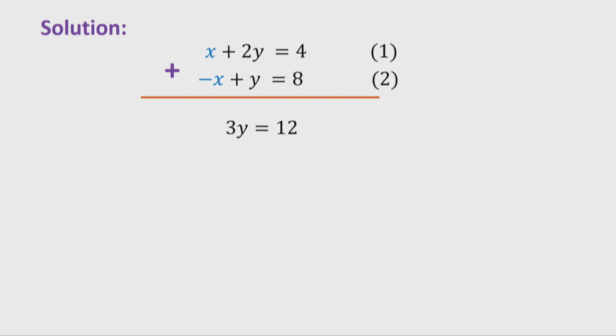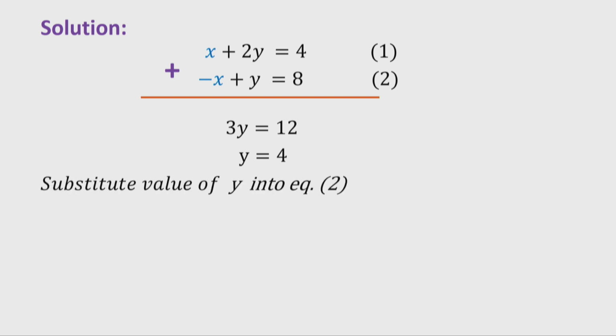x plus minus x will cancel. 2y plus y is equal to 3y, and 4 plus 8 equal to 12. So y will be equal to 4. Now we substitute the value of y into equation 2. So I will get minus x plus 4, because y is equal to 4, equal to 8. Minus x will be equal to 8 minus 4, which is 4. And x will be equal to negative 4.